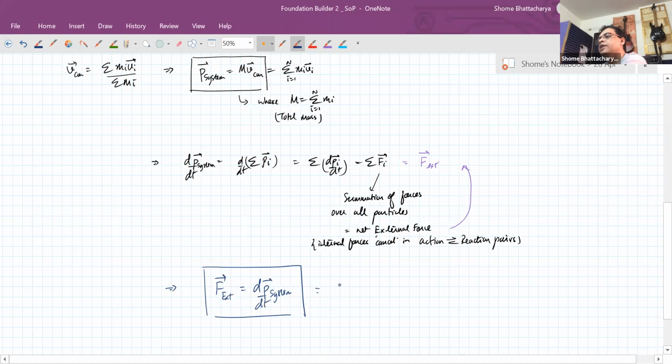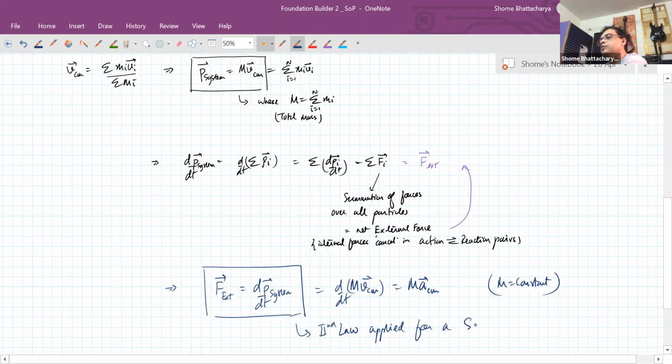Or that is equal to the rate of change of total mass into velocity of center of mass. So that we can also write as mass into acceleration of center of mass, because total mass is constant. So this is the form of Newton's second law applied for a system of particles.